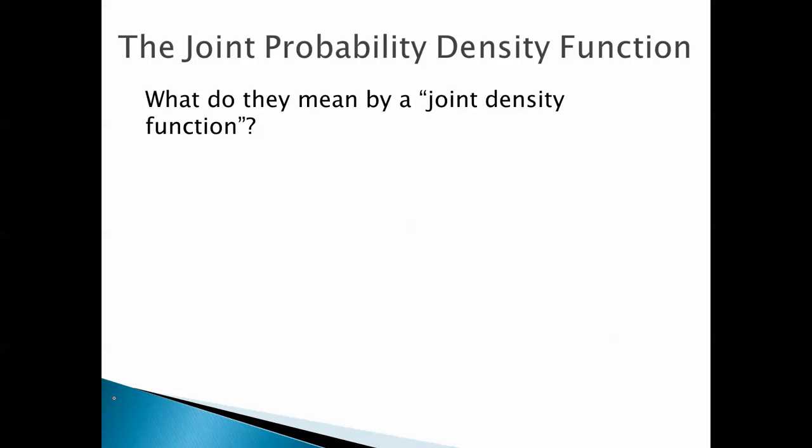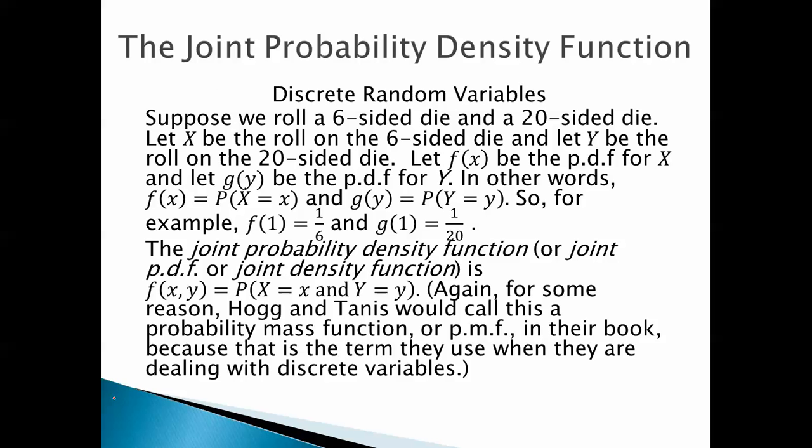What do they mean by a joint density function? Let's talk first about the discrete case. Discrete random variables. Suppose we roll a 6-sided die and a 20-sided die. I have a 20-sided die. I actually have a 120-sided die. Let x be the roll on the 6-sided die and let y be the roll on the 20-sided die.